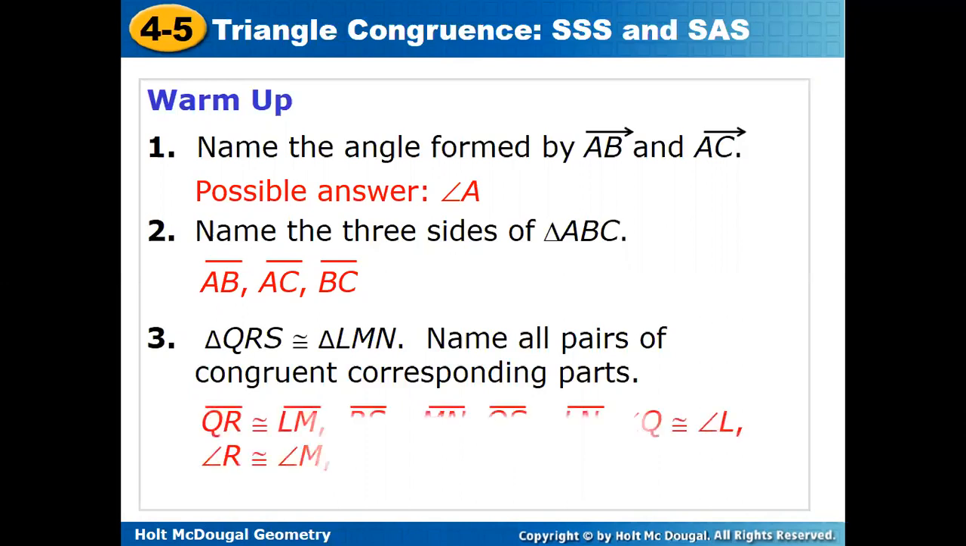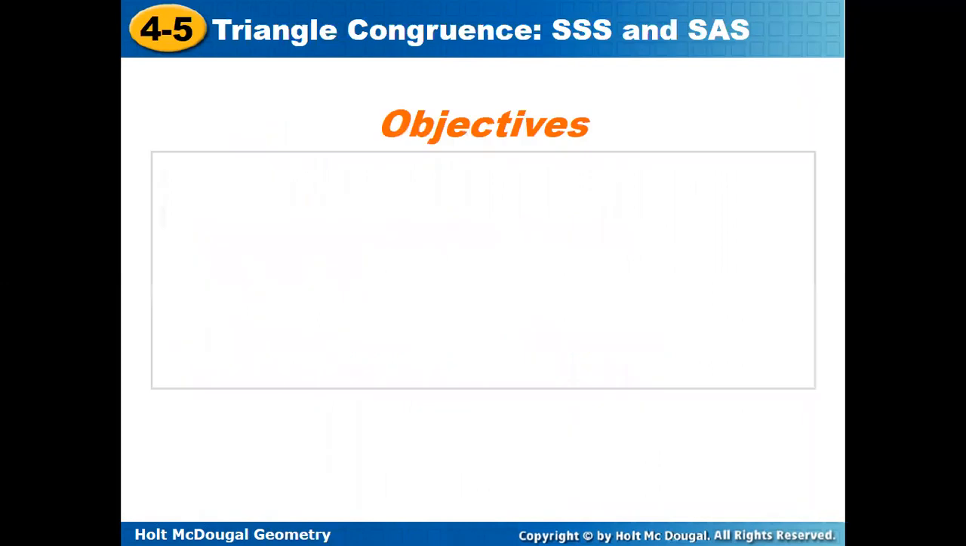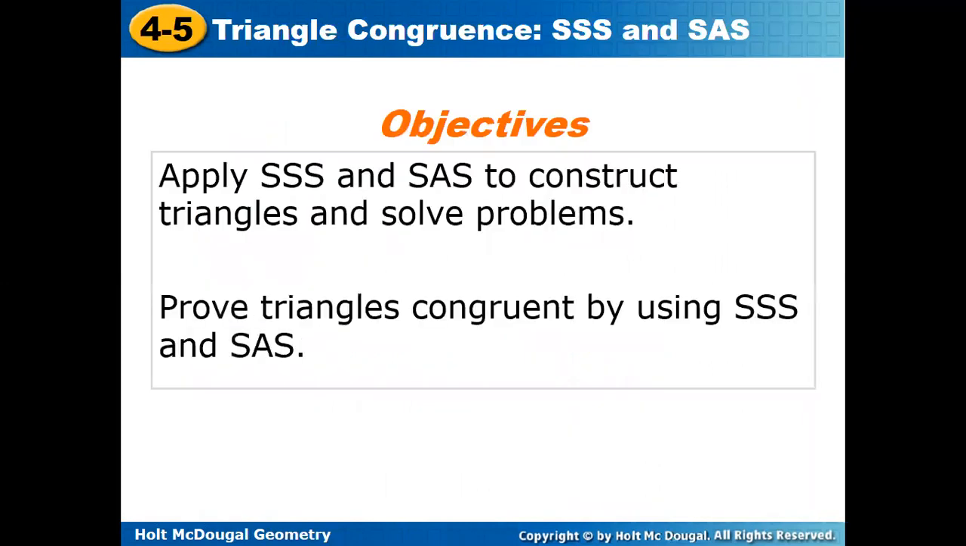to angle N. Okay? In the end of our lesson, we must apply SSS and SAS to construct triangles and solve problems. We said before that S is the abbreviation for the word side and A is the abbreviation for the word angle. Number 2, prove triangles congruent by using SSS and SAS.